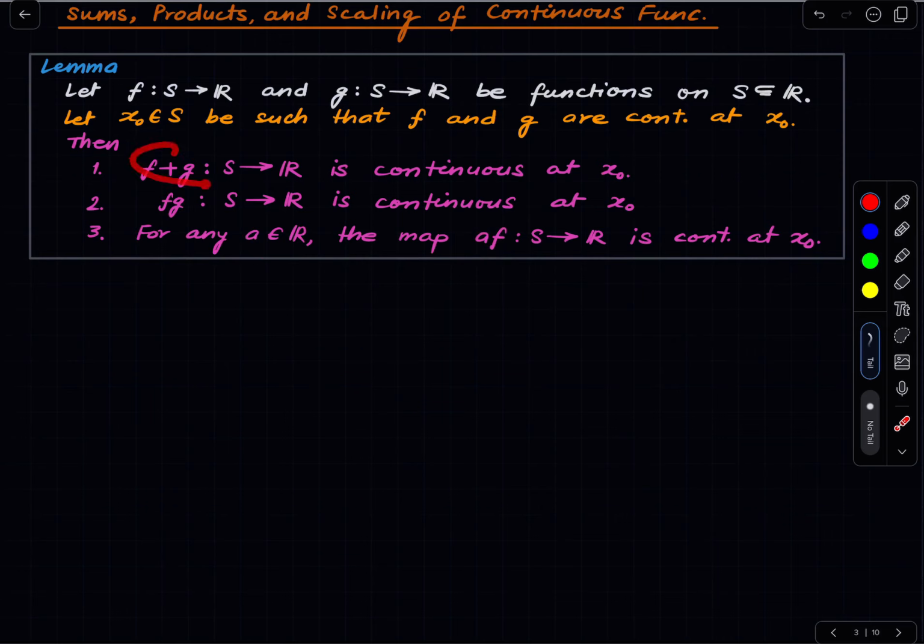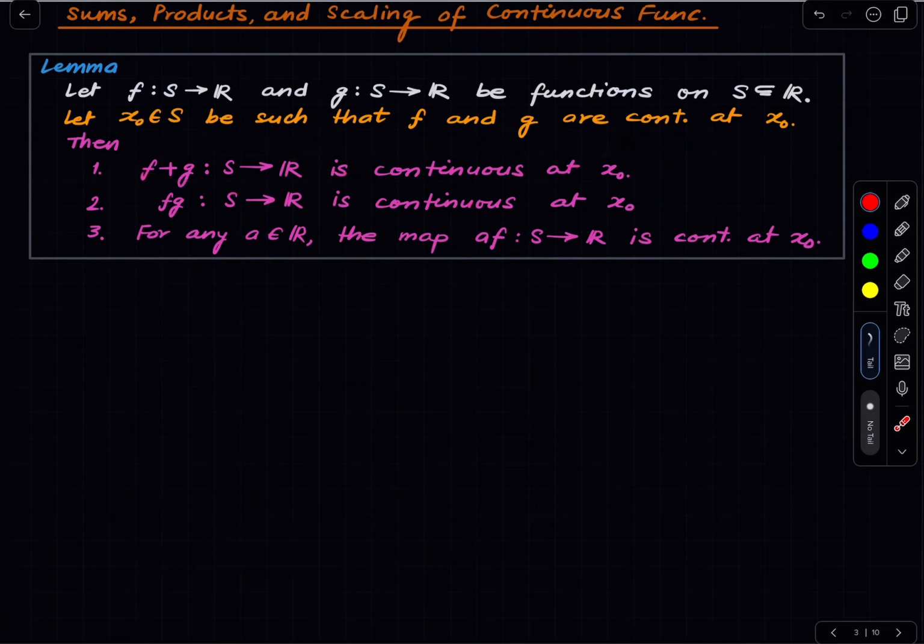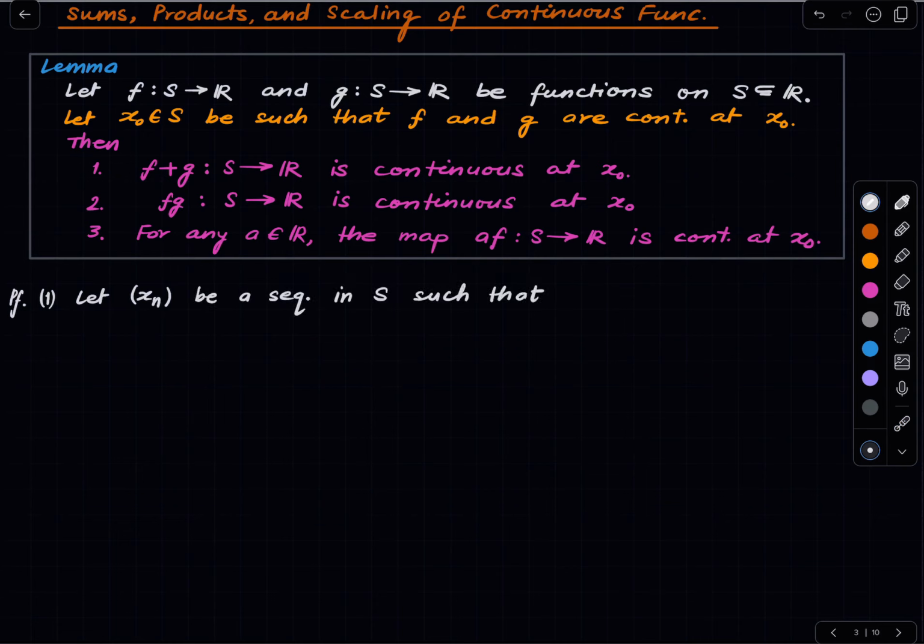To be very clear, what does this mean? This is a function which takes a point x in S and outputs this value, and similarly these two. Let's argue why the first one is true, and the second and third will be very similar. We need to prove that this is continuous at x0. So by the convergence criterion of continuity, we choose a sequence xn in the domain of the function such that xn converges to x0.